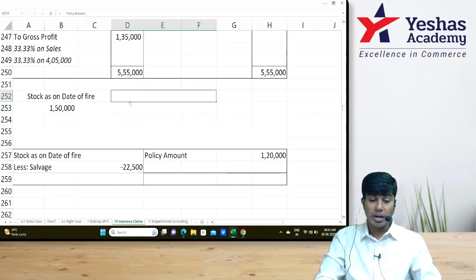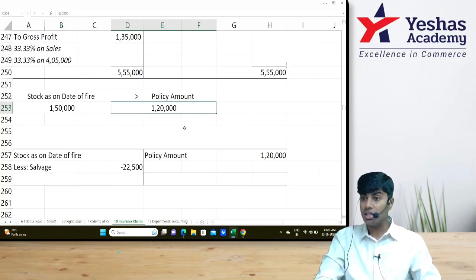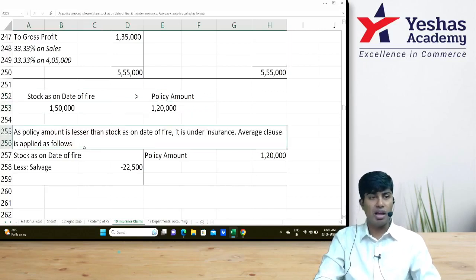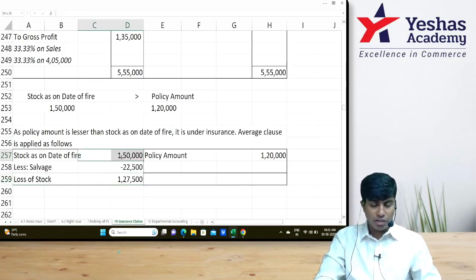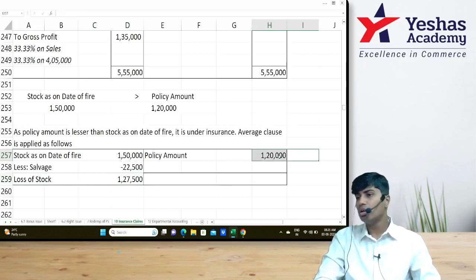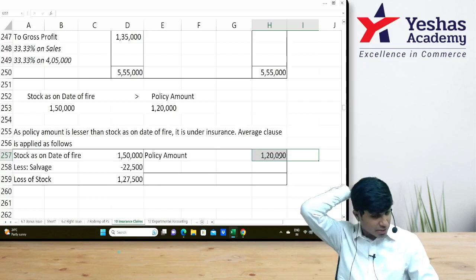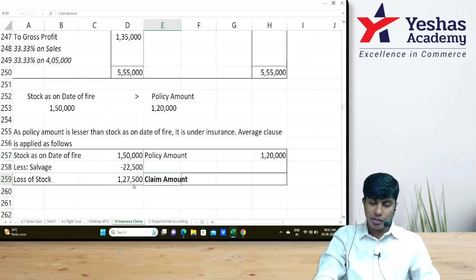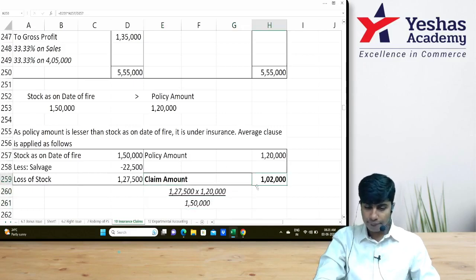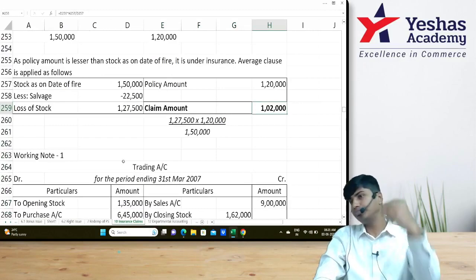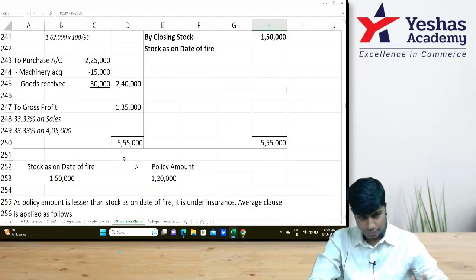What is the policy amount? 1 lakh 20. So is there under-insurance? Yes. So we'll apply the average clause. 1 lakh 50 minus 22,500, the loss is 127,500. You should have taken the policy for 1 lakh 50, but you have taken only 1 lakh 20. So that is 4 by 5. Whatever that percentage is, apply it on 1 lakh 27,500. Claim amount is 127,500 into 1 lakh 20 divided by 1 lakh 50, which is 1 lakh 2,000, the amount of claim. Got it? That's it.